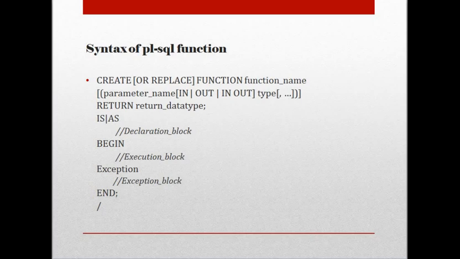In between the IS or AS keyword and BEGIN we have a declaration section. In that we declare the variables that we want to declare. BEGIN. It has an execution section. In this section we can write the operations which you want to perform. The exception section handles the exceptions in a program. Last is the END, the end of the function.